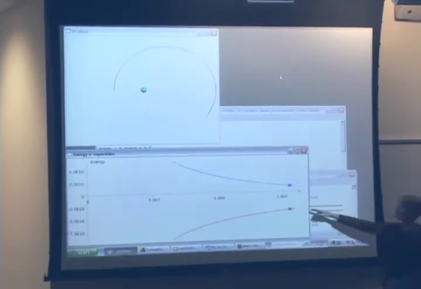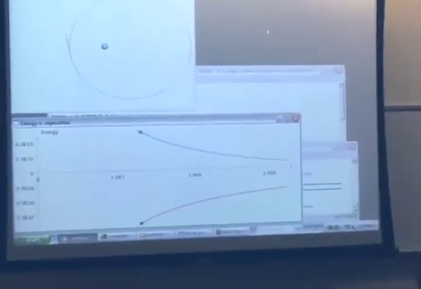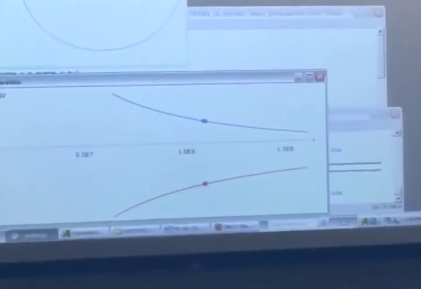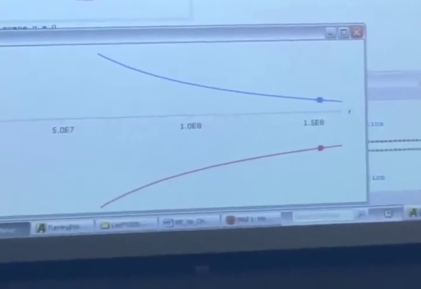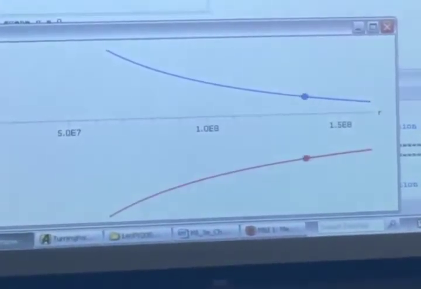So this is the gravitational potential energy. This must be the kinetic energy at this moment. Looks like when it's close to the star, it's going faster. It got more kinetic energy. When it's farther away, okay? So that's making some sense.